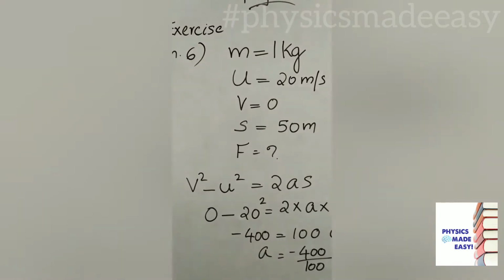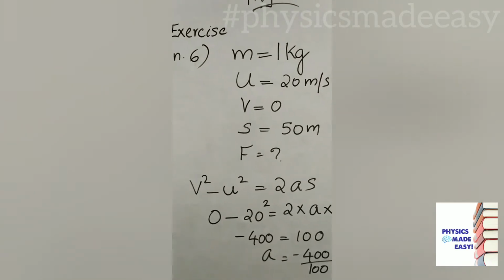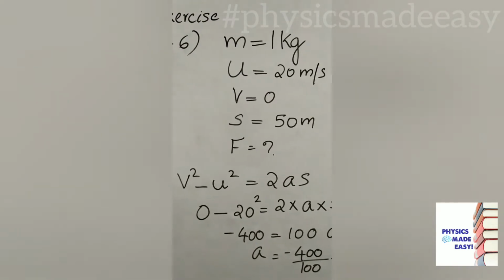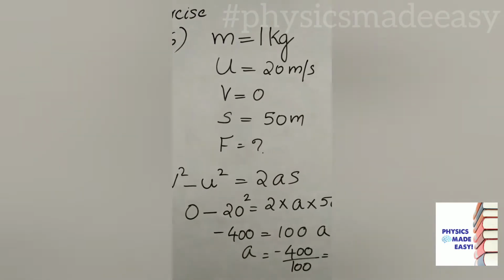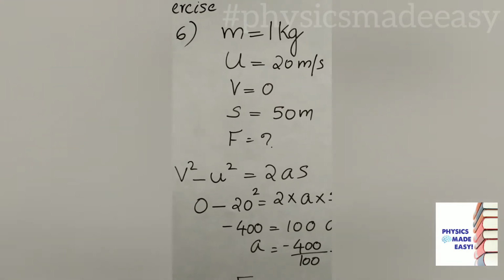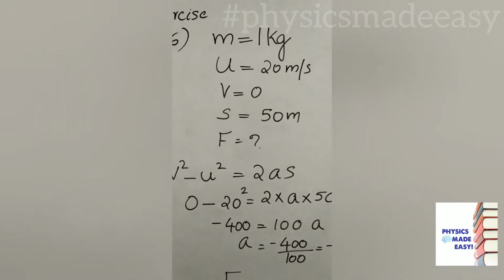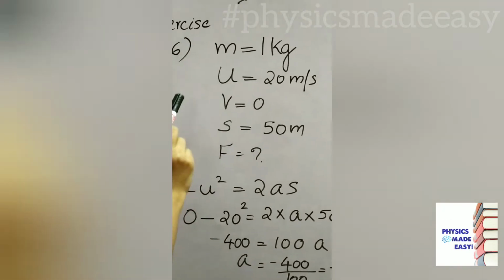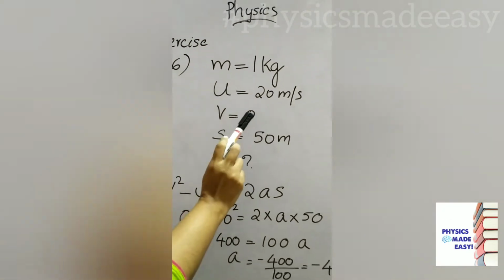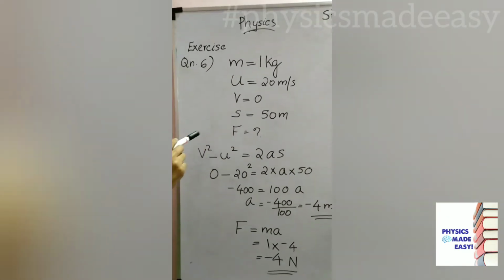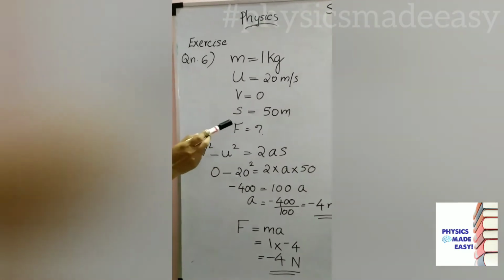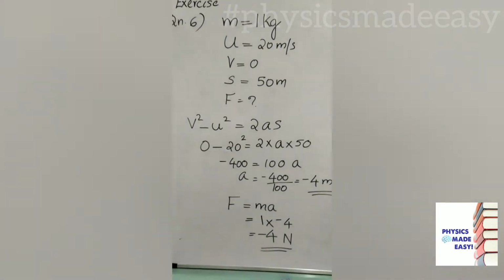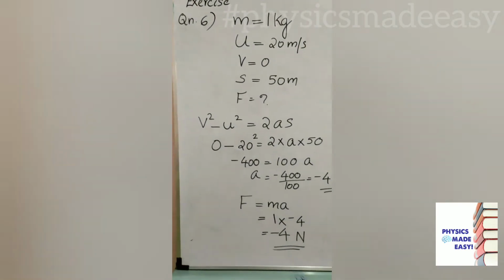Here the stone, after moving through this much distance, 50 meters given there, that stone is stopped. What is the reason for that? Friction is the reason. Here we have to find the force of friction. Mass is given as 1 kilogram, initial velocity 20 meter per second, final velocity 0, s is equal to 50 meter, that is the distance. We have to find the force, but the acceleration is not given in this.